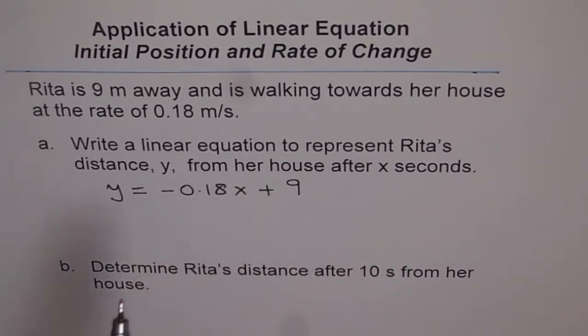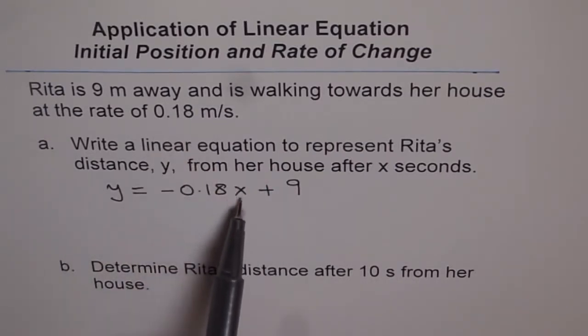Right. The equation which I have written, and which is the solution, is y equals minus 0.18x plus 9. And now let me explain to you how this equation represents the situation. Correct? So we are working the other way.